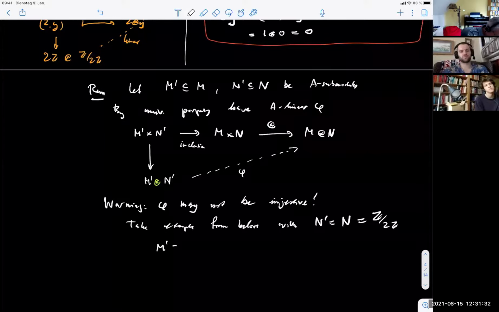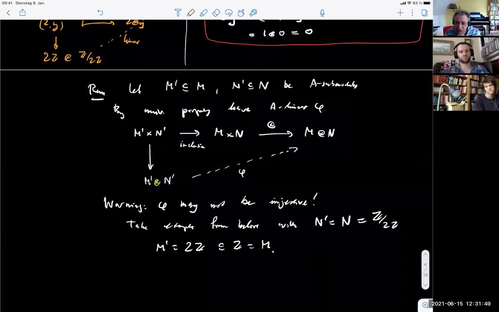M' is 2Z in the integers, which are M. If we look at the tensor product over fields, if my ring A is a field, then this cannot happen. So then no problem. This only occurs when the ring A has torsion. Questions on that? This takes a little bit of time to get used to, I think.